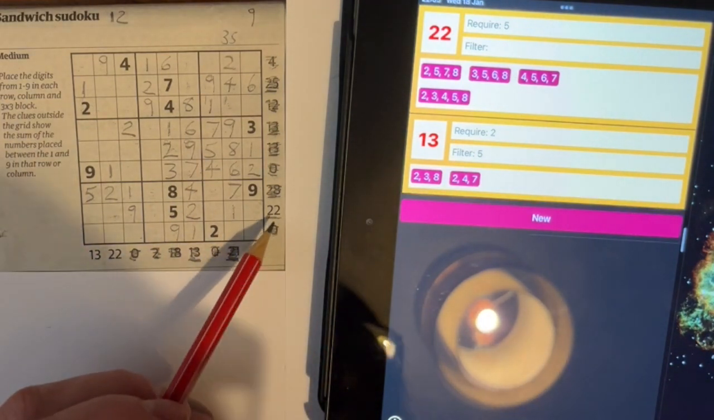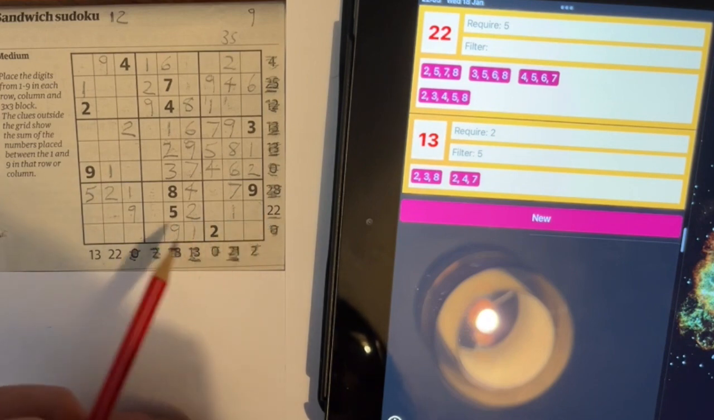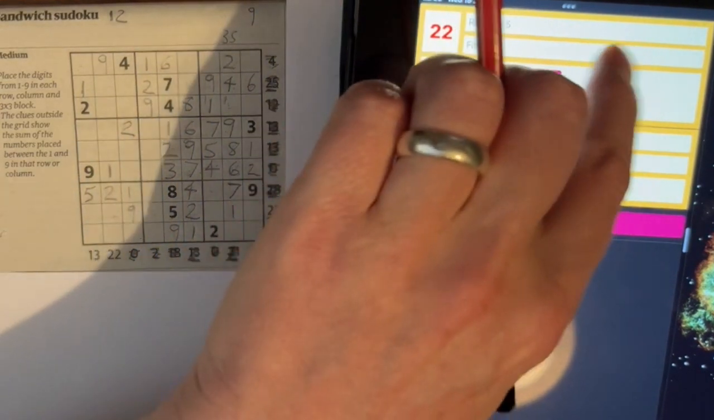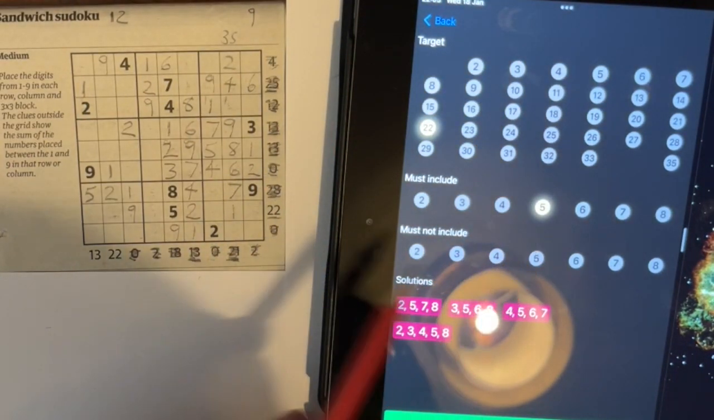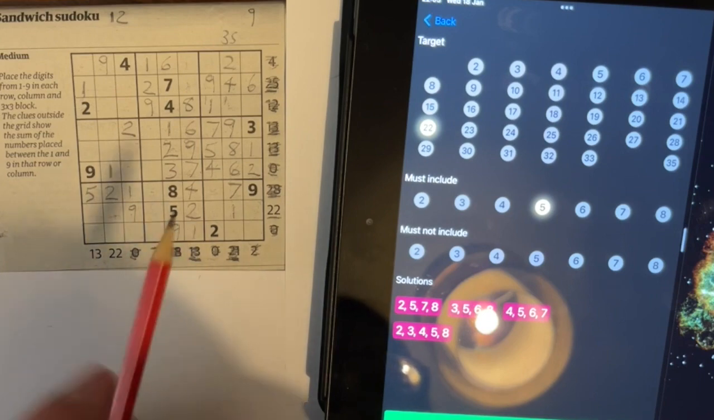So next I'm going to look at the 22, because we have some extra stuff to add. We already had the must include 5. We also must include 2.